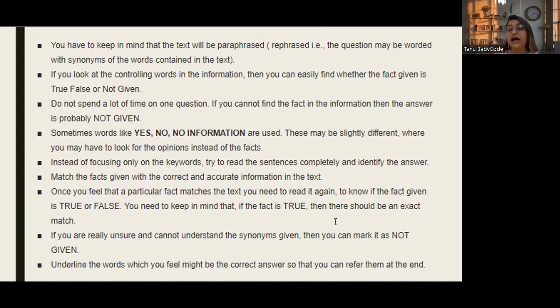And if you are really unsure and cannot understand the synonyms given, then you can mark it as not given. Okay. Underline the words which you feel might be the correct answer so that you can refer to them at the end.